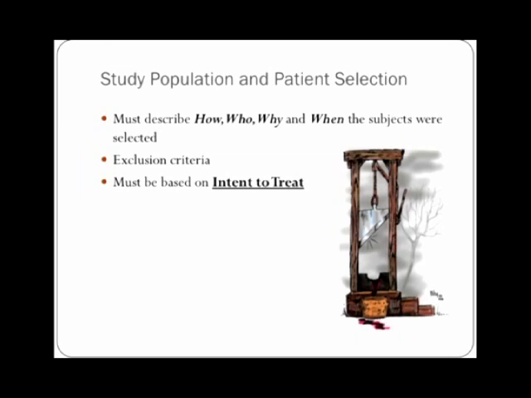Study population and patient population must describe who, how, why, and when the subjects were selected. They have to state the exclusion criteria, and it must be based on intent to treat.